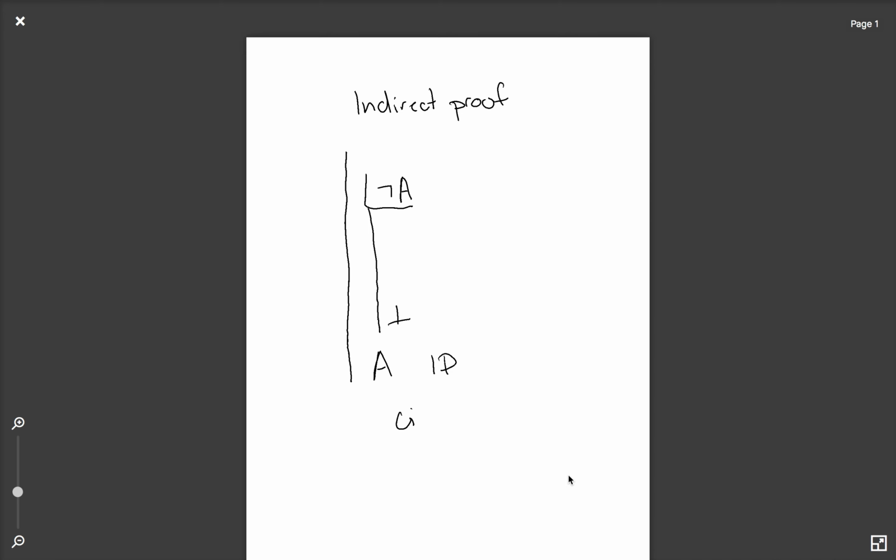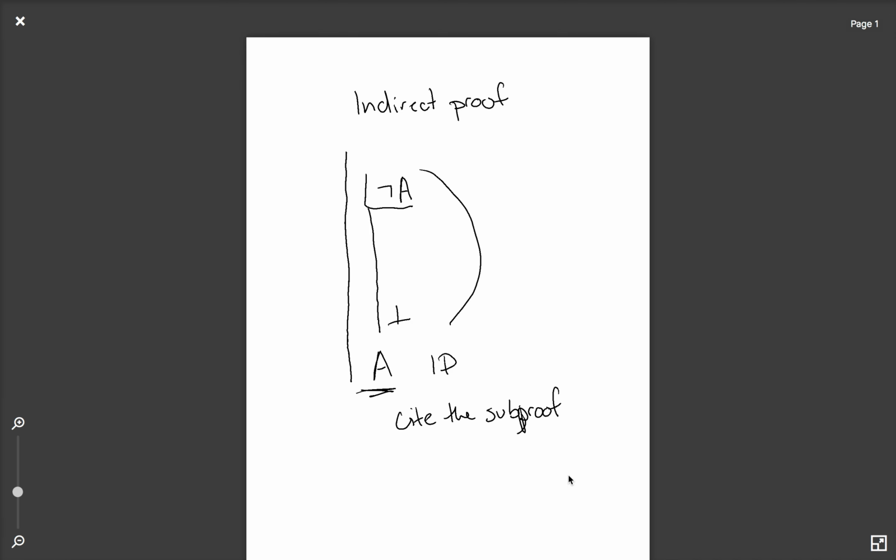In both cases, indirect proof and negation introduction, you cite the subproof. So you want to cite the entire subproof, whatever those lines are. So again, negation introduction and indirect proof are very similar, but negation introduction is when the goal is a negation, and indirect proof is when the goal is not a negation.